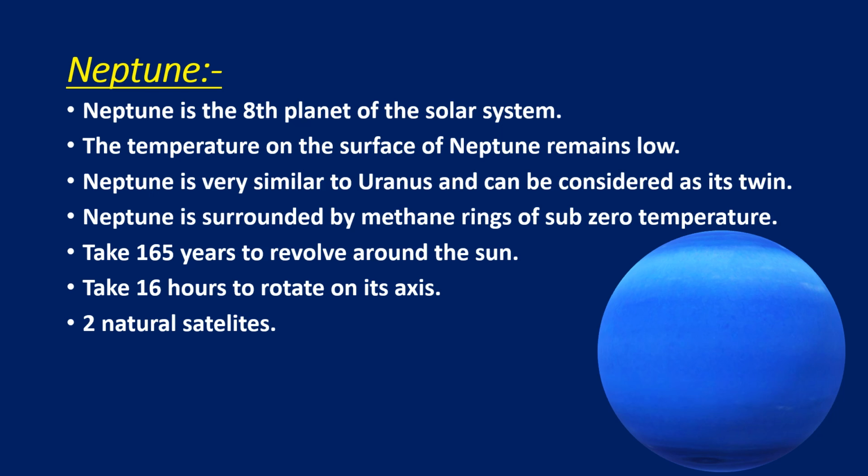It takes 165 years to revolve around the Sun. It takes 16 hours to rotate on its axis. It has two natural satellites.